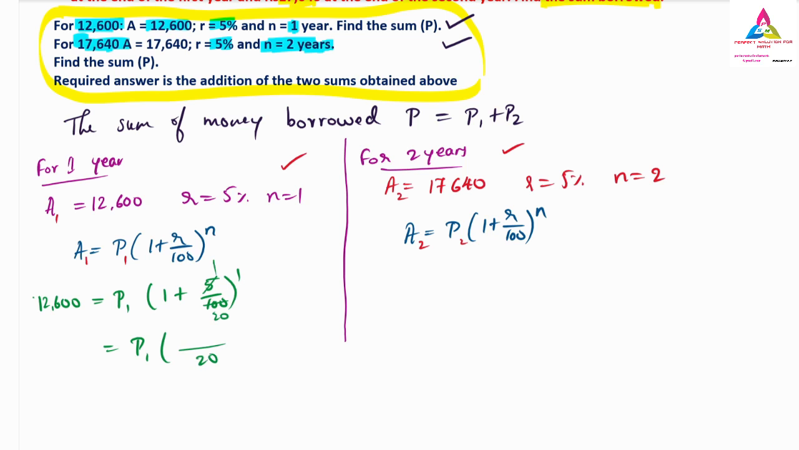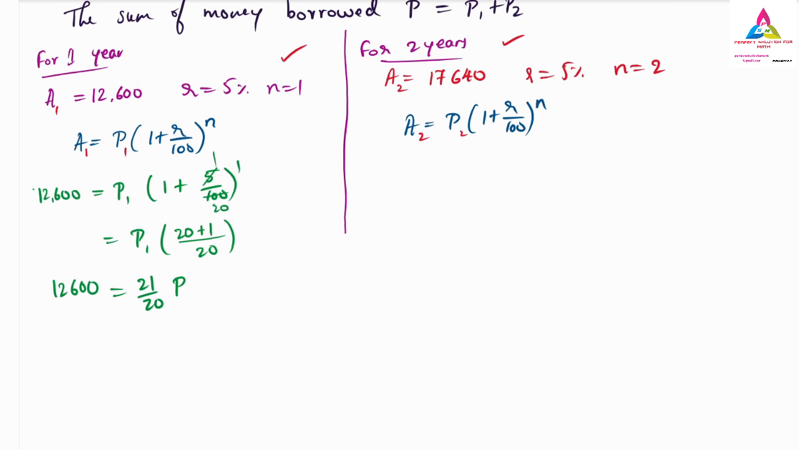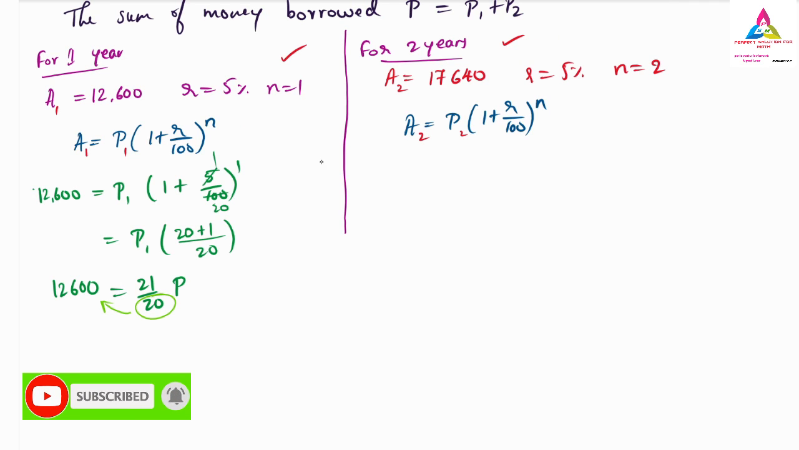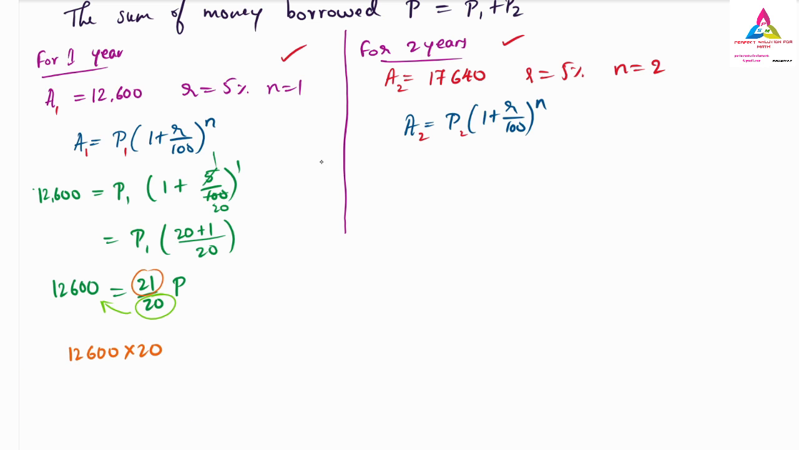P1 into, here obviously 5 ones are 5, 20s are 100, LCM will be 20, so directly I will write 20 into 1 is 20 plus 1 raised to 1. 21 divided by 20 into P we are going to get, and here we have 12,600, and again we have to calculate, so I will take a step down. So the 20 we have here, I will shift to the left hand side, so 12,600 into 20, and this 21 I will bring down, so it will become divided by 21, that is equal to the principal amount first.